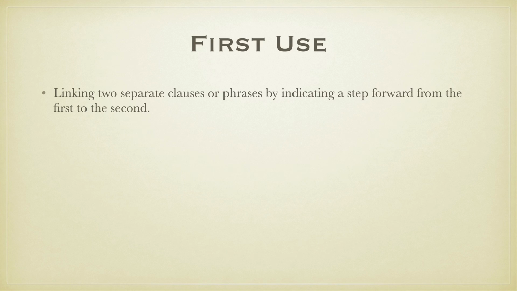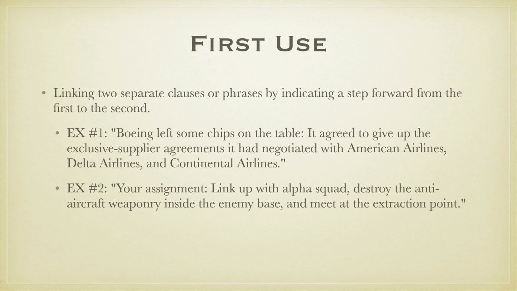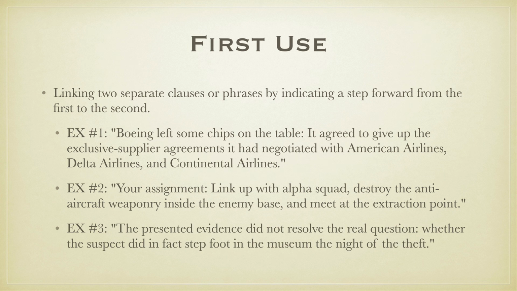First use. It may link 2 separate clauses or phrases by indicating a step forward from the first to the second. Example number 1. Boeing left some chips on the table: It agreed to give up the exclusive supplier agreements it had negotiated with American Airlines, Delta Airlines, and Continental Airlines. Example number 2. Your assignment: Link up with Alpha Squad, destroy the anti-aircraft weaponry inside the enemy base, and meet at the extraction point.